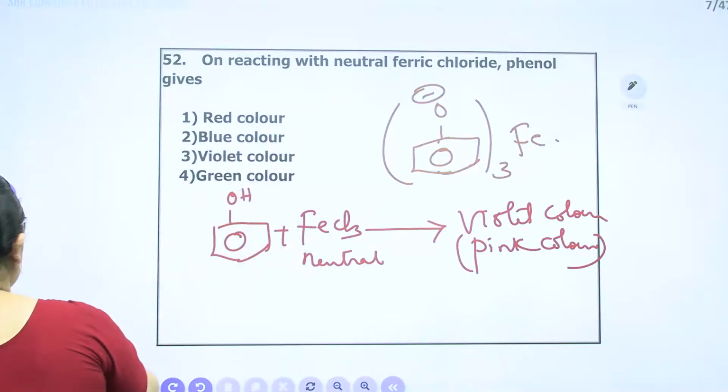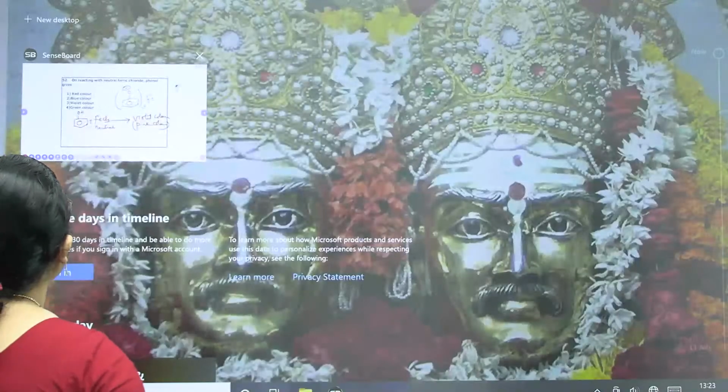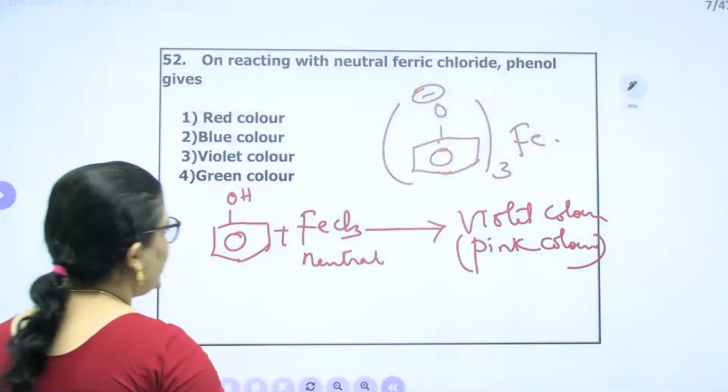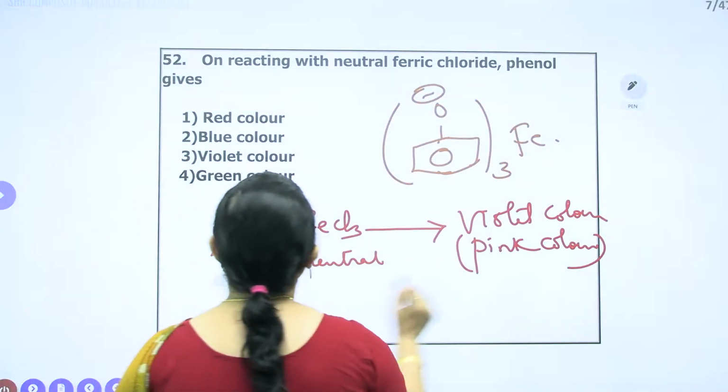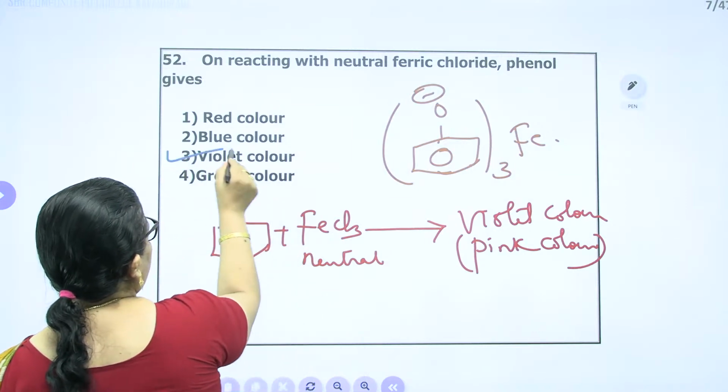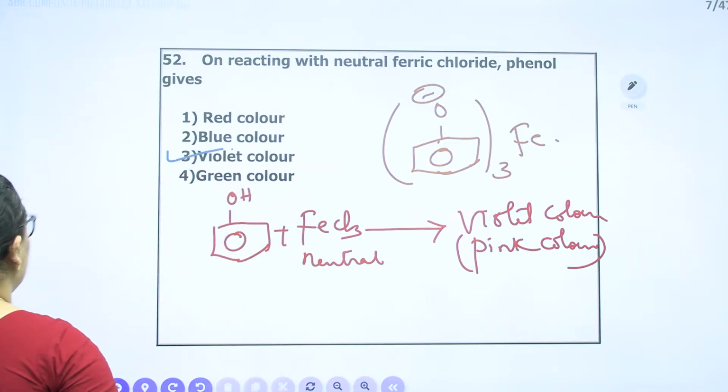Okay, violet coloration. So here we can say that when we are treating with neutral FeCl3, there is a formation of violet color. The correct option is the third option, violet color.